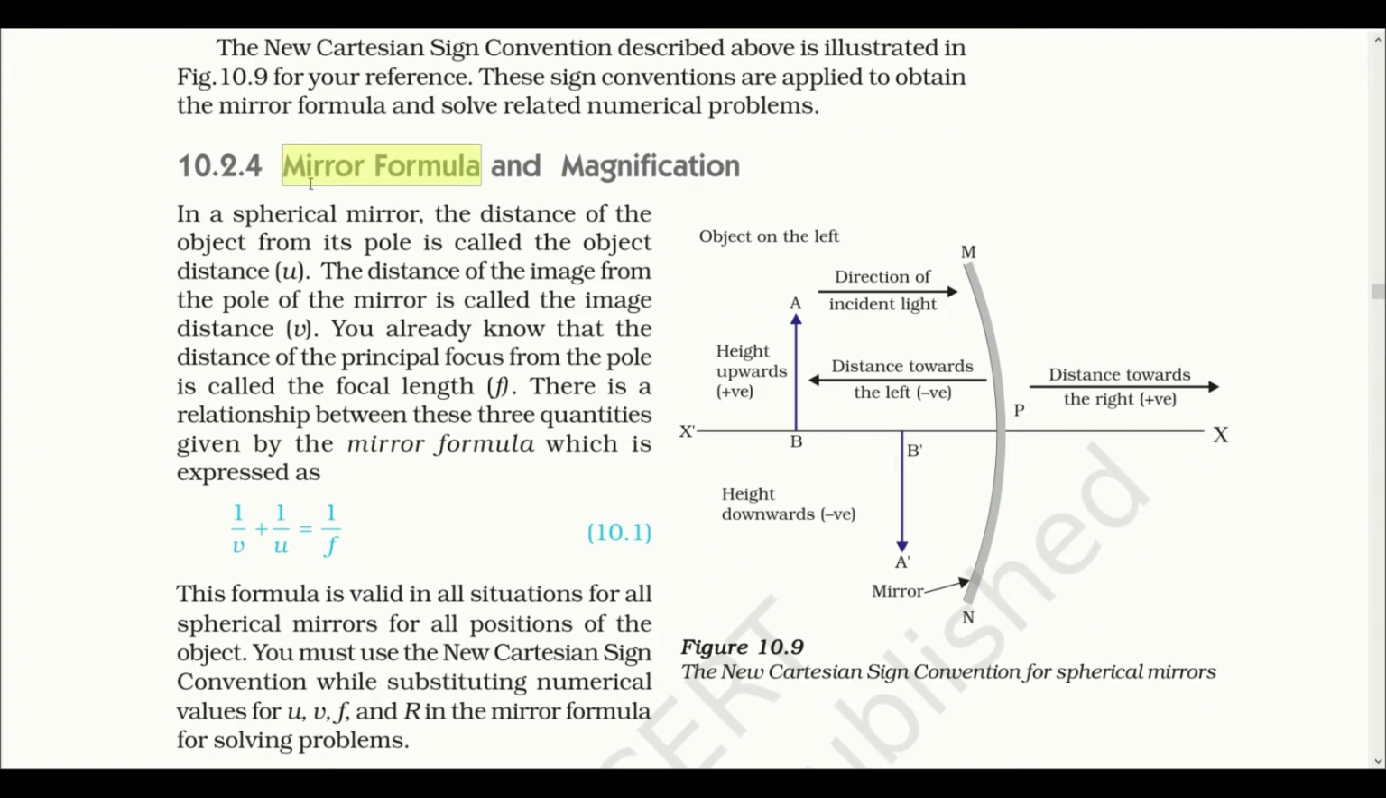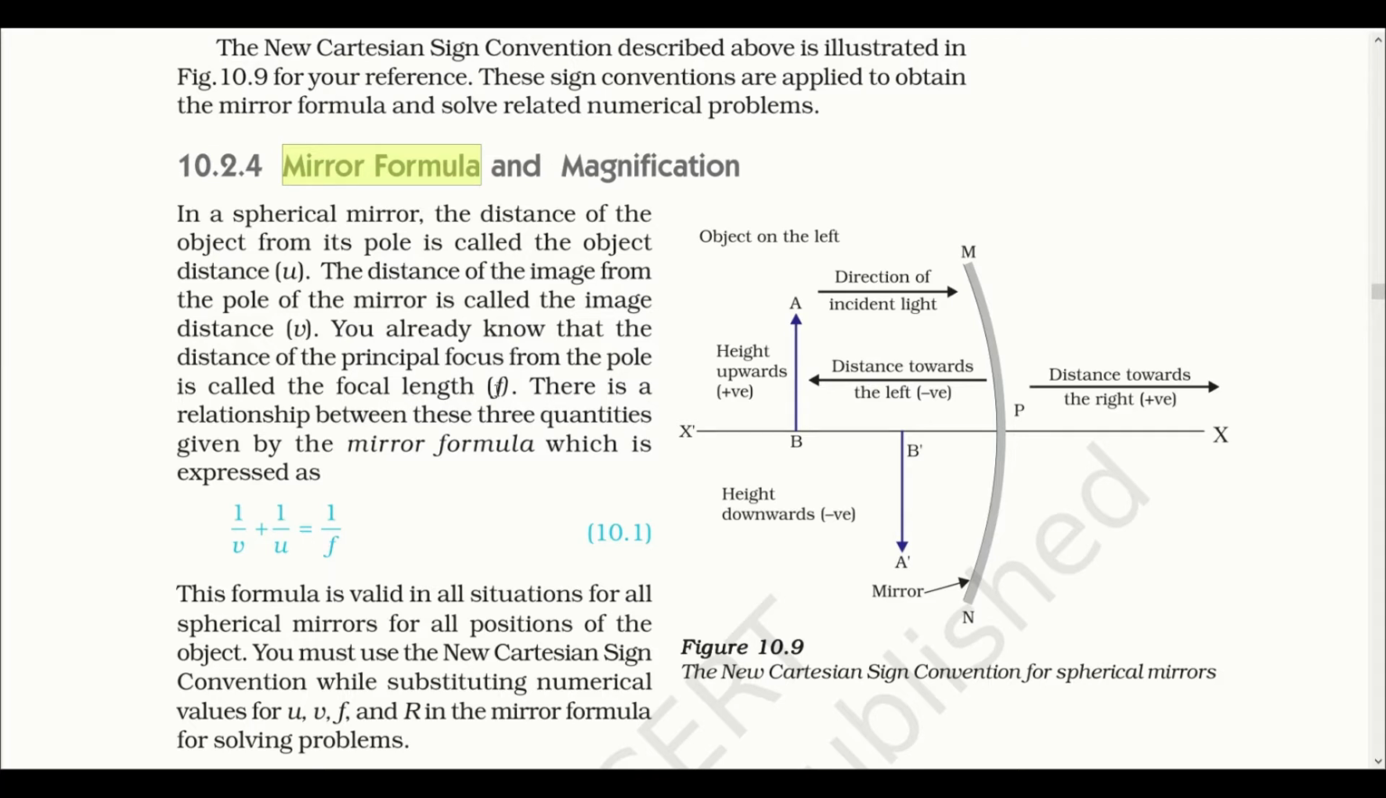When you want to study about the mirror formula, you have to keep in mind the new Cartesian sign convention for spherical mirror. In a spherical mirror, the distance of the object from its pole is called the object distance. The distance of the image from the pole of the mirror is called image distance. You already know that the distance of the principal focus from the pole is called focal length.